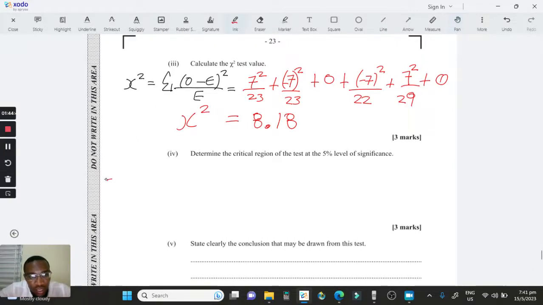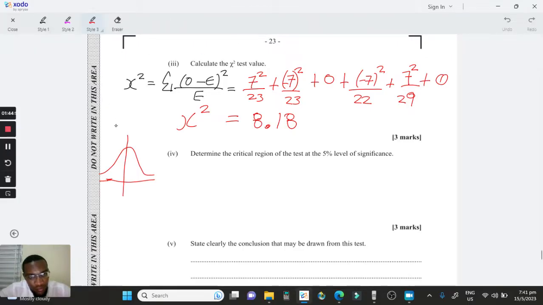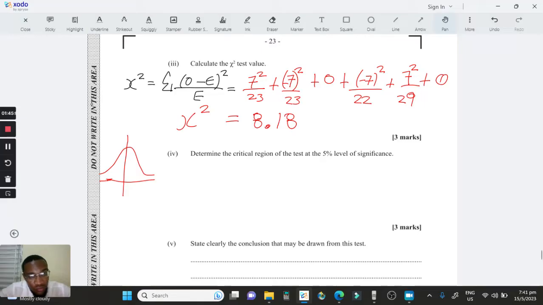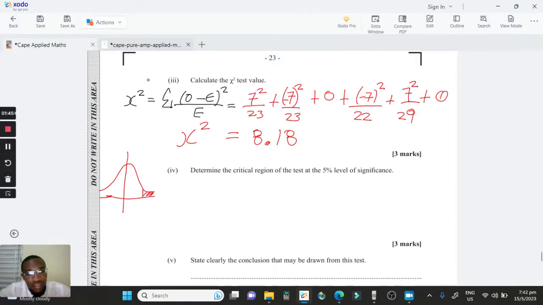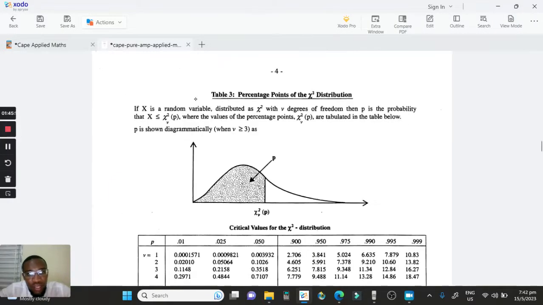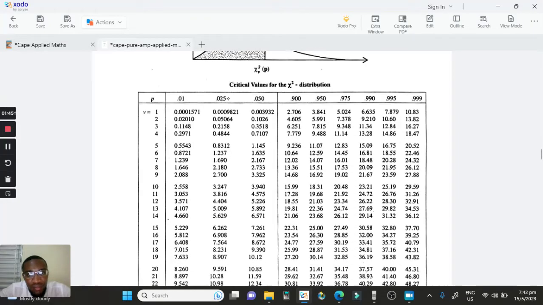So I love when you draw your diagram. Guys, you know me already. I love drawing the diagram. Right? This is something like that. And at 5% significance level, let's say this is our rejection region at 5% significance level. We go and we're looking at our chi-square.